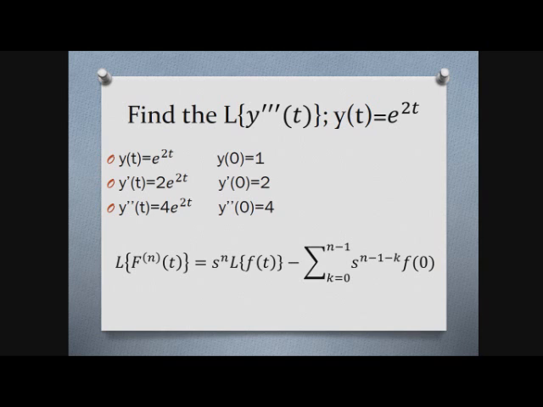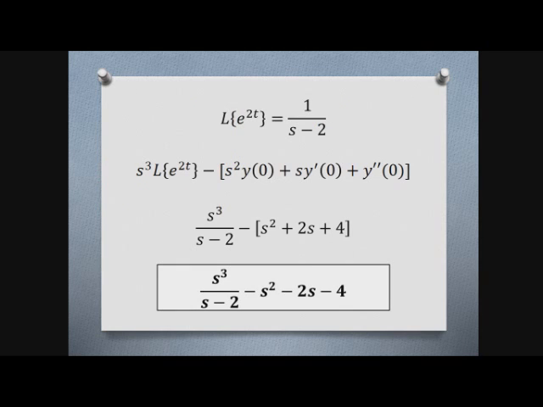After that, we can now get the Laplace transform of the function. The Laplace transform of e raised to 2t is equal to 1 over s minus 2. Having the Laplace transform of the function, we can now substitute into the formula or the property of the transform of derivatives. Substituting it, we will now get s cubed all over s minus 2, minus the quantity s squared plus 2s plus 4. Simplifying the equation, we now get s cubed all over s minus 2, minus s squared, minus 2s, and minus 4.